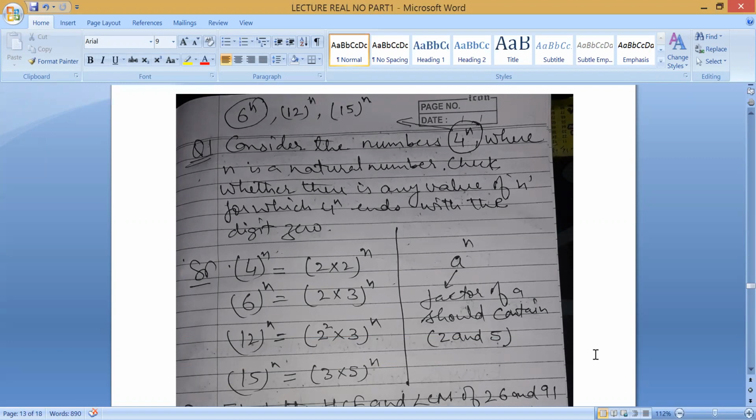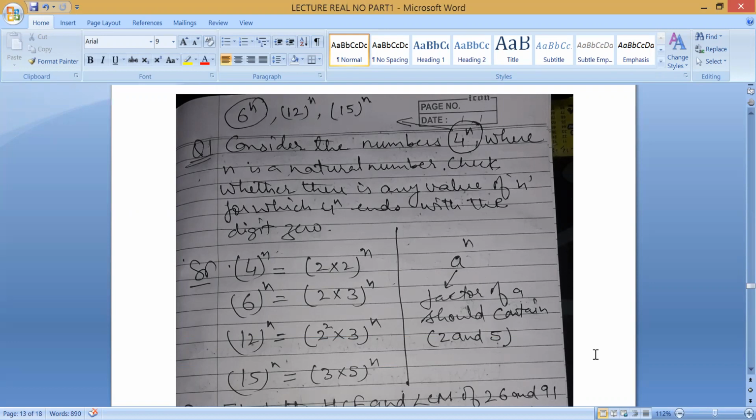If you put the value of n as 1, 4 ki power 1 will be 4. If you put n value 2, then you will get 4 square, that is 16. After that, n value 3, then 64. So you will not get the digit 0 at the end, that is, at the units place.